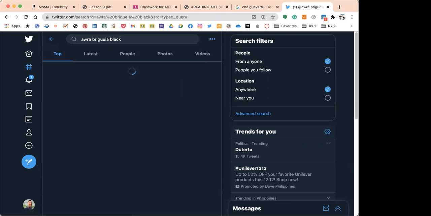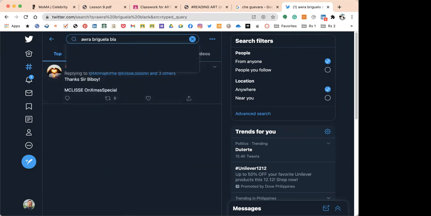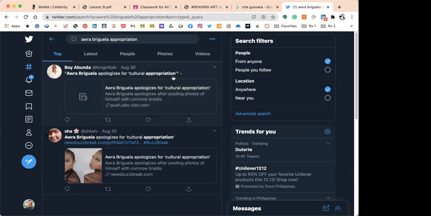Or maybe we can just remove that. Na-issue siya because I just remember it's what I saw. So I think ayun. So see, this is an example.